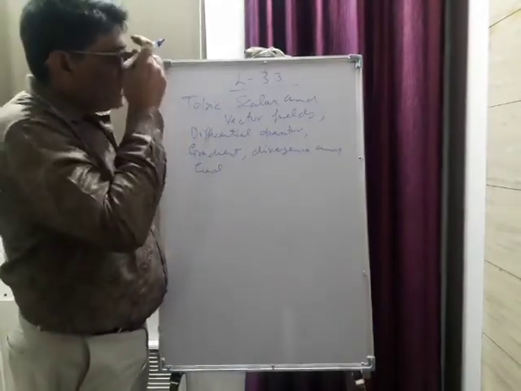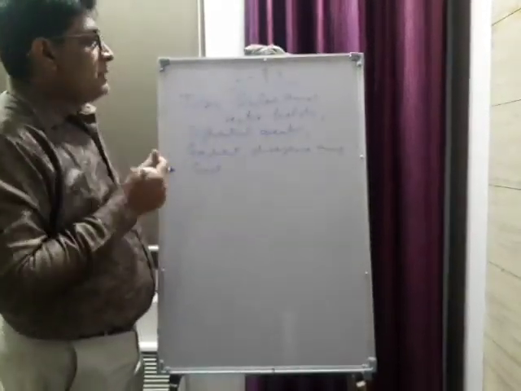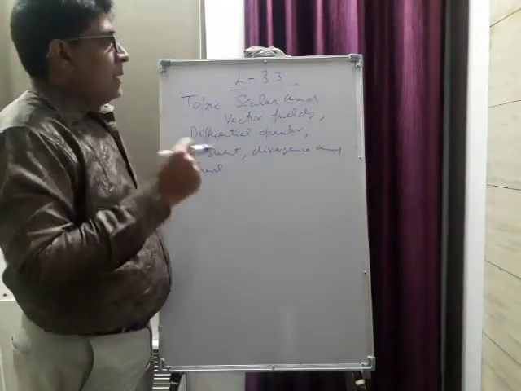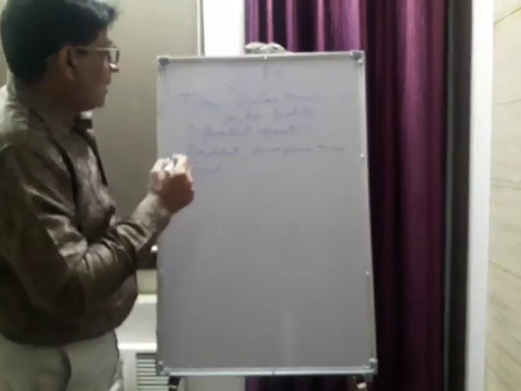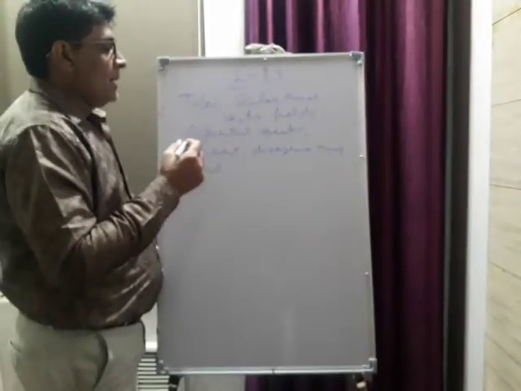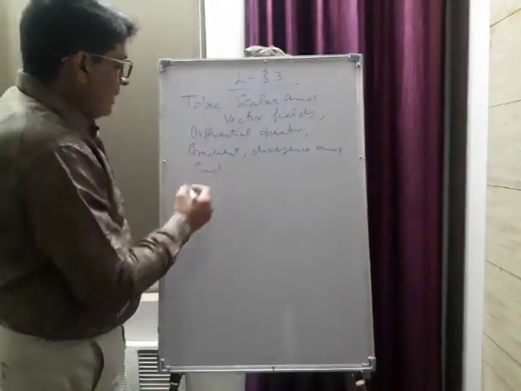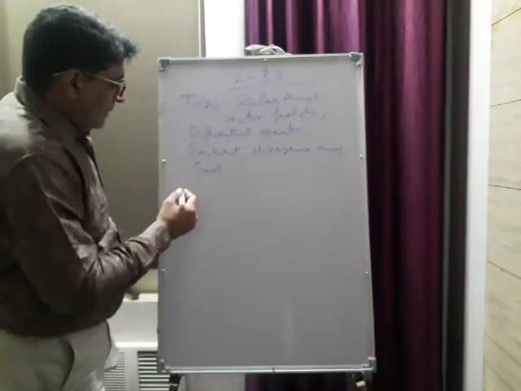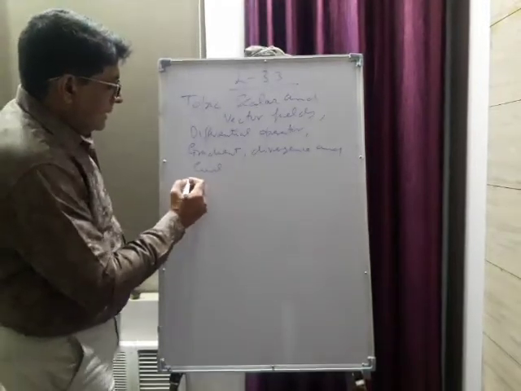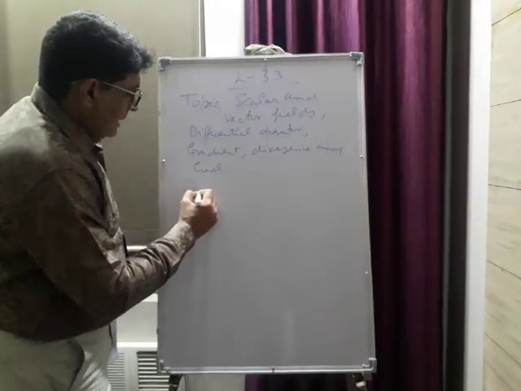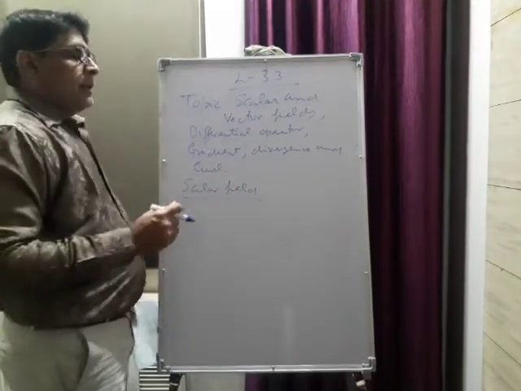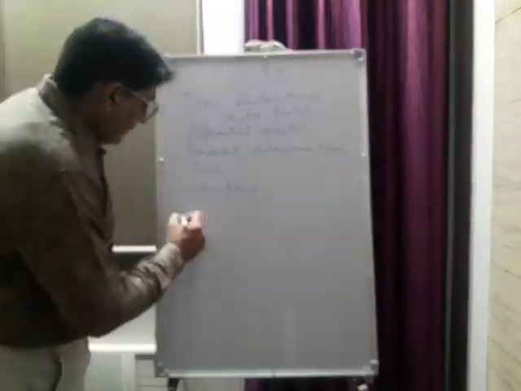In lectures number 31 and 32, we discussed maxima and minima in several variables. So this is the topic which is related to the vector. First we define what is scalar field and vector field.